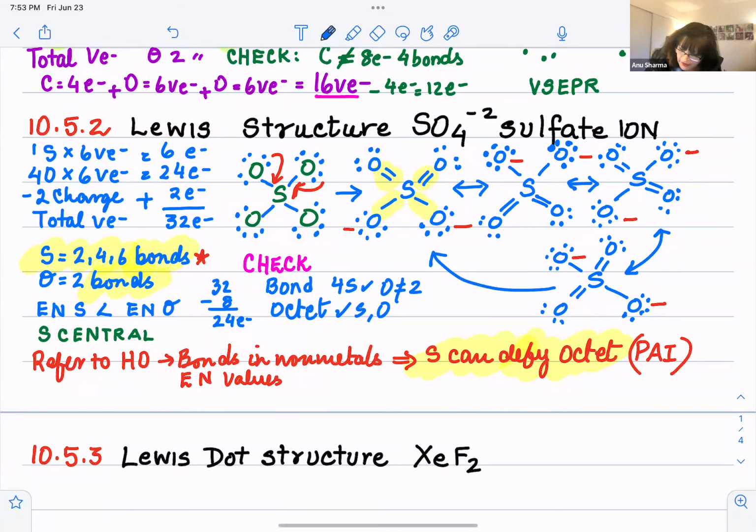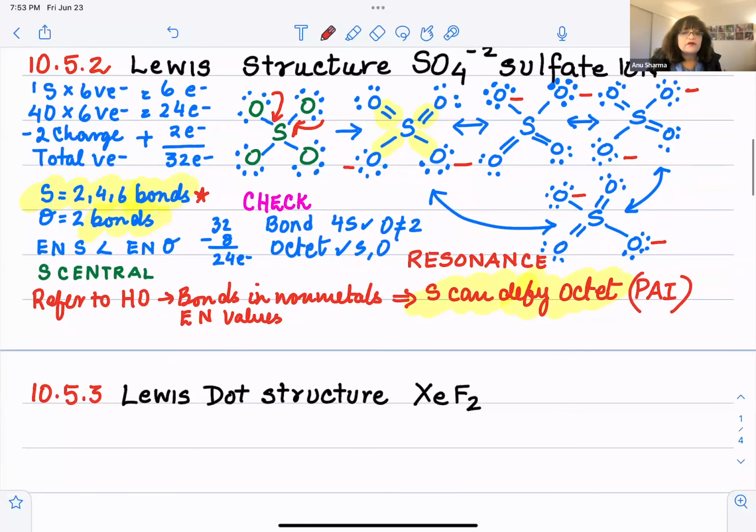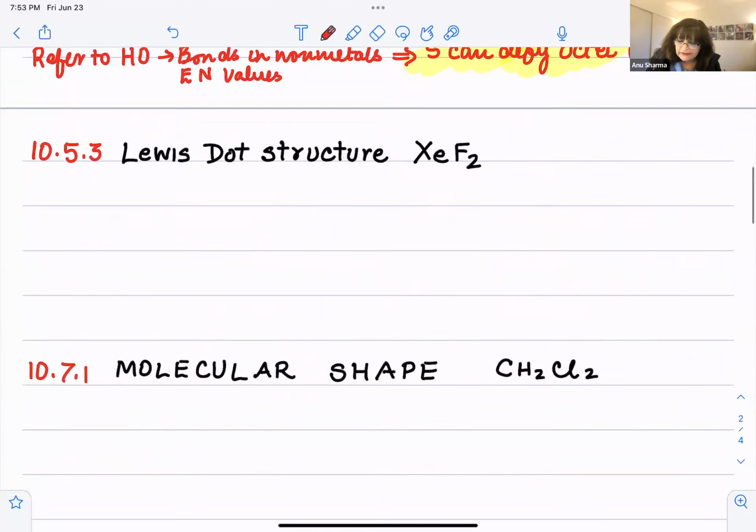This keeps happening, shunting, and this whole process is called resonance. These are the resonating structures. This is resonance, and all of them are called resonating structures. So this is the Lewis structure of the sulfate ion. This is all you have to show, all the structures, on the exam.